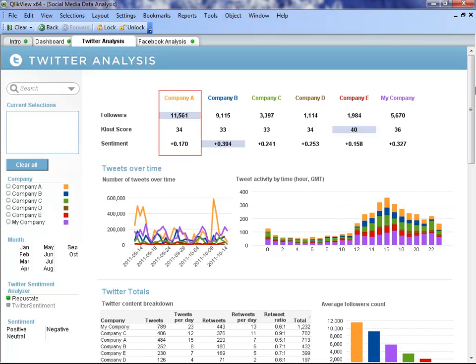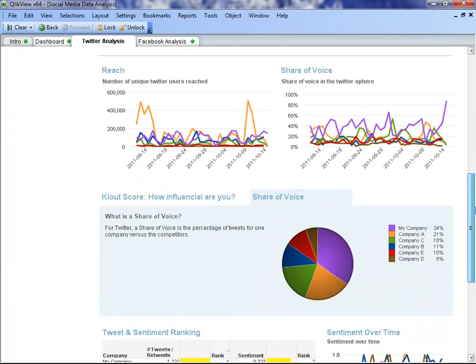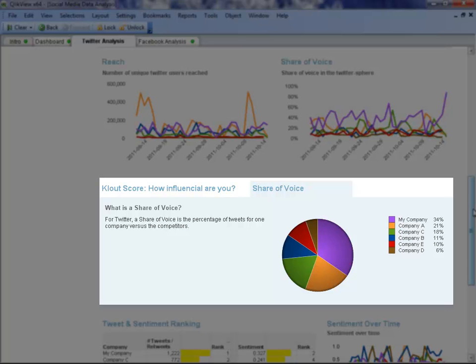Here we can see that Company A has the most followers. Company E has the highest Klout score, and Company B has the highest average sentiment. My company can compare themselves to their peers in the industry. Other statistics such as reach, which is the number of unique Twitter users reached by a tweet, and share of voice, which is the percentage of tweets for one company versus its competitors, can also be found on this sheet.